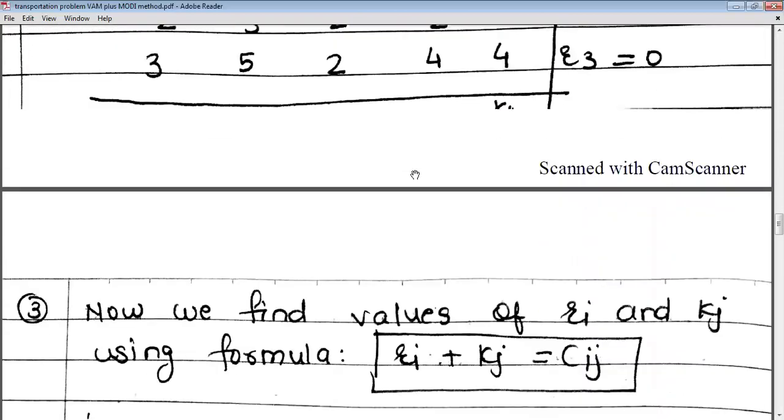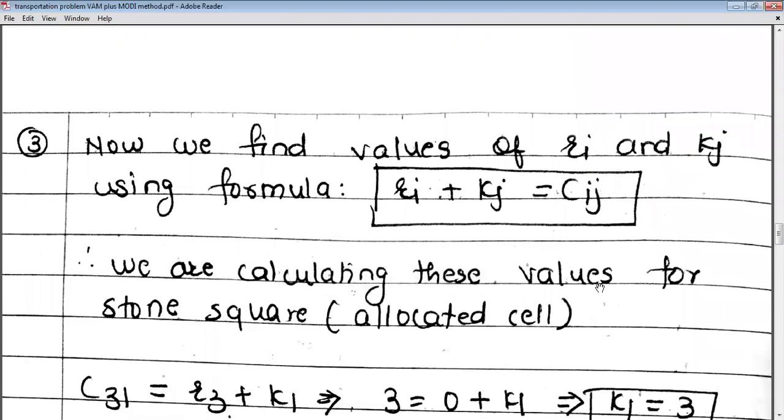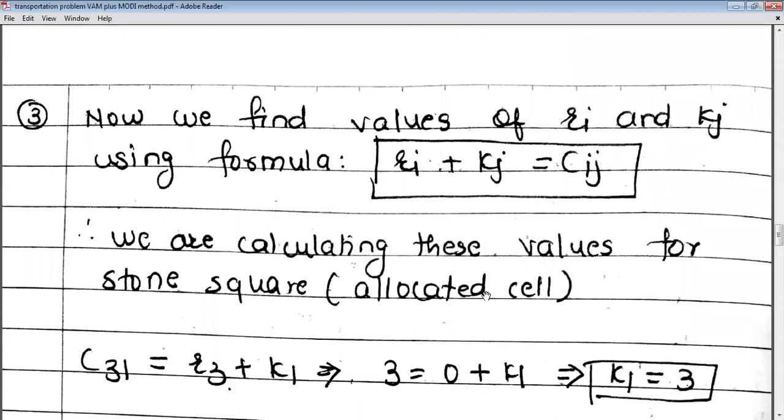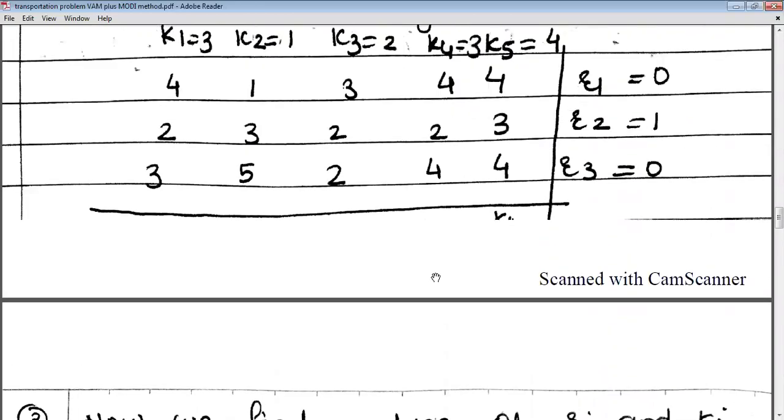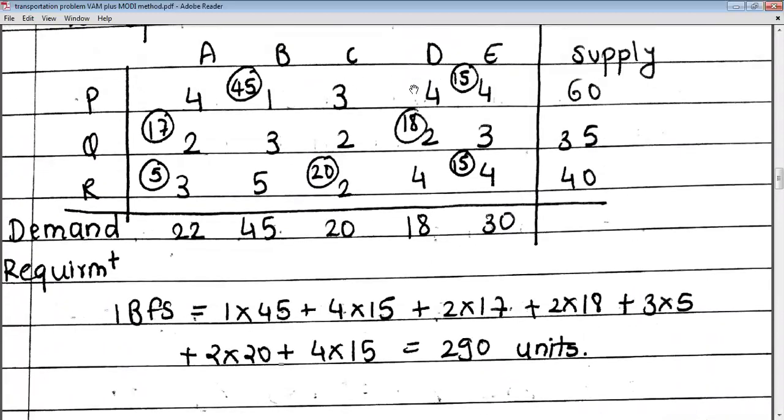We'll be using the formula Ri plus Kj equals Cij, where Cij is the cost present at that particular cell. We are calculating only for the stone squares, meaning the allocated cells. In total we have 7 allocated cells: 1, 2, 3, 4, 5, 6 and 7. These are cells 1 2, 1 5, 2 1, 2 4, 3 1, 3 3, and 3 5.